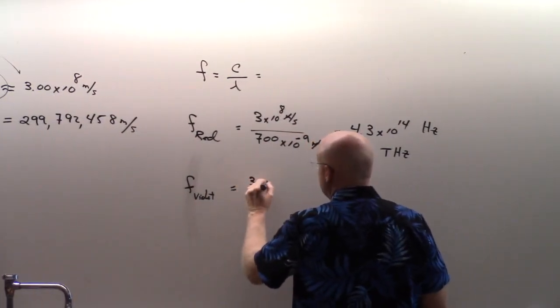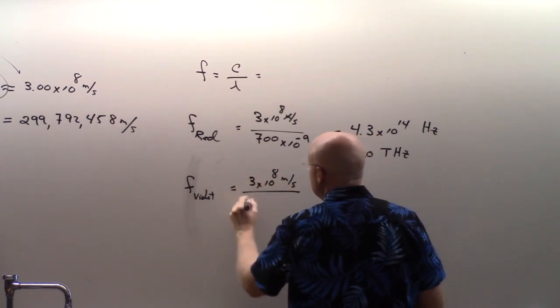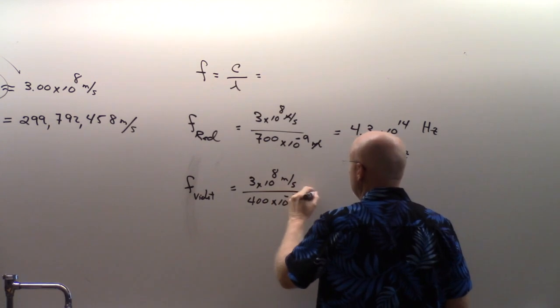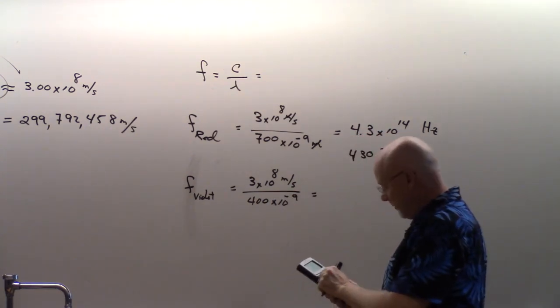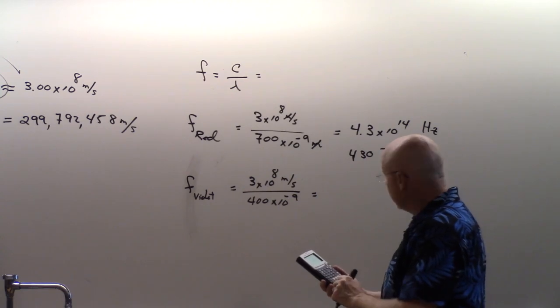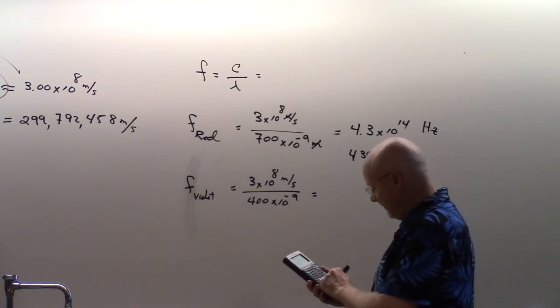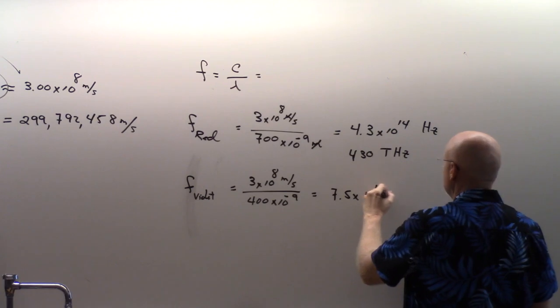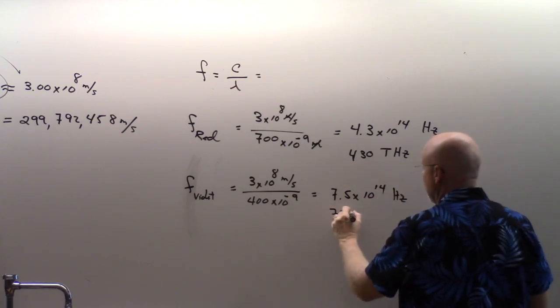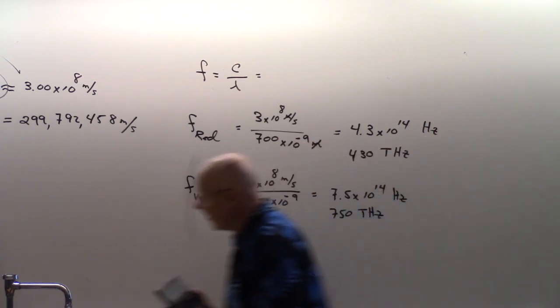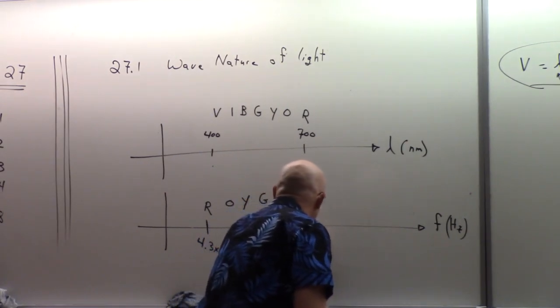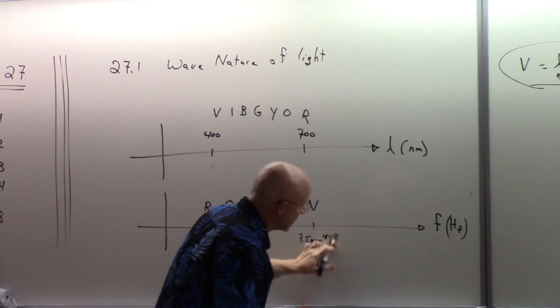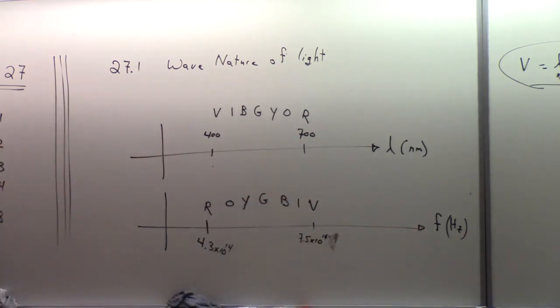Now on the high side, we would have 3 times 10 to the 8th meters per second divided by 400 nanometers. So this would be 3 times 10 to the 8th divided by 400 times 10 to the minus 9. And we're looking at 7.5 times 10 to the 14 hertz, or 750 terahertz. So I will put that over here, 7.5 times 10 to the 14. I don't have to put hertz, I guess, because I've got it in my number line. So I'll say it again.